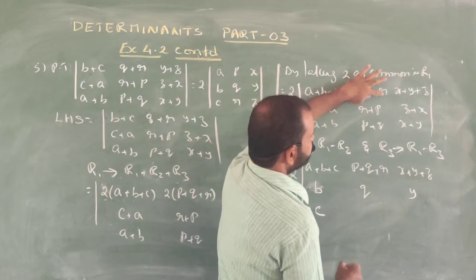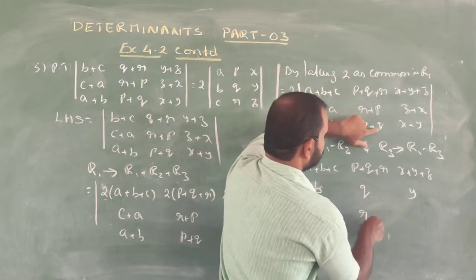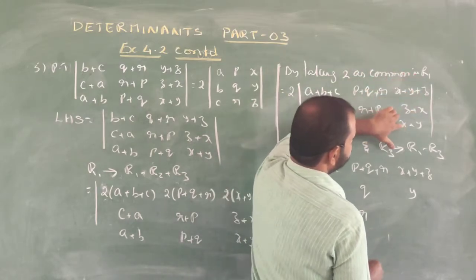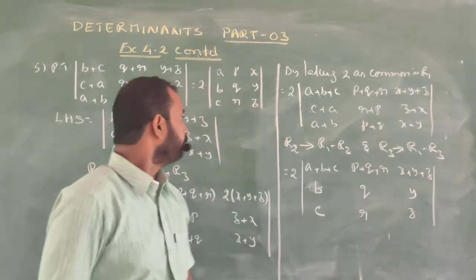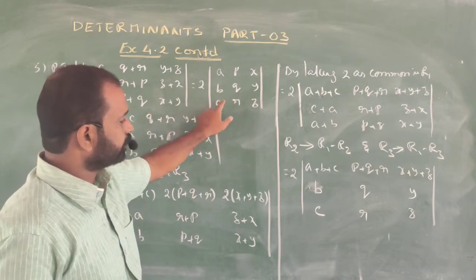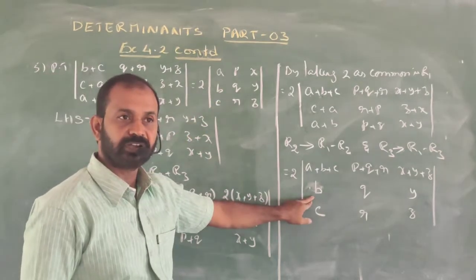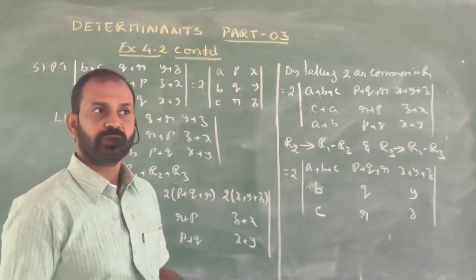C, P plus Q plus R minus P minus Q, or X plus Y plus Z minus X minus Y is Z. Now, when you see here, second row, third row we have completed already. Now only the first row is left over. How can you do this?